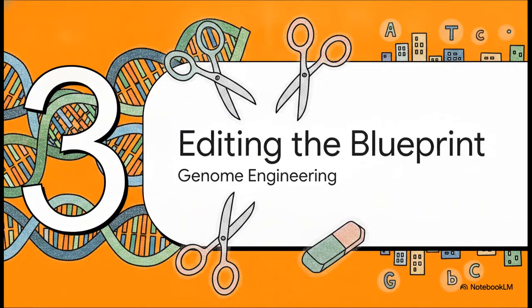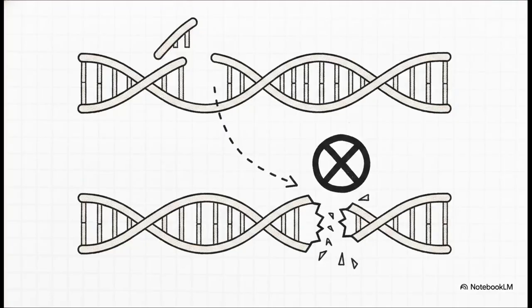Which brings us to Section 3. The climax of the chapter, really. Editing the blueprint, or genome engineering. We've mapped the coordinates, we've read the letters, so now, how do we actually rewrite the code?